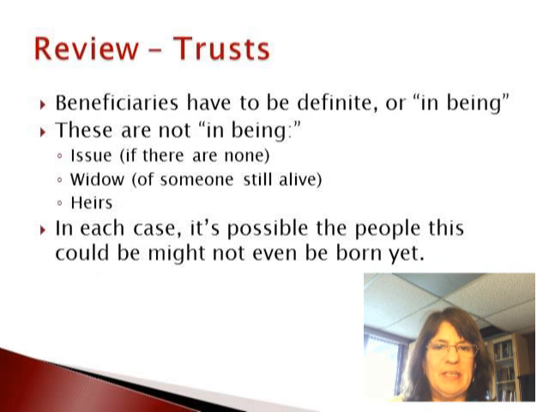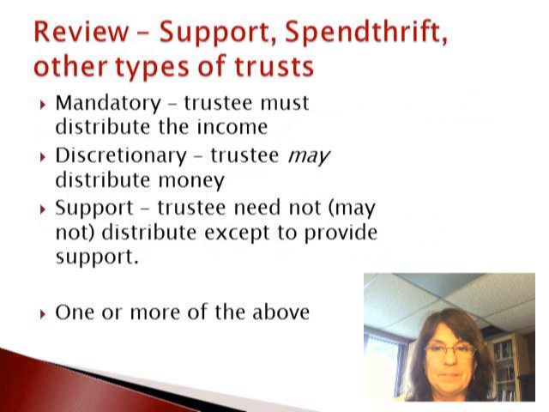Beneficiaries, we've seen, have to be definite or in being, and some things that we've seen are not in being: issue when there are none yet, a widow if someone is still alive, and heirs, since we don't have heirs until we die. In each case, those labels could refer to people who aren't born yet.